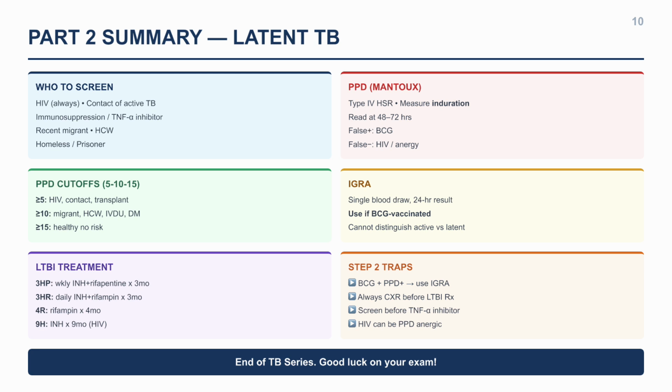Finally, the classic traps. BCG plus positive PPD should trigger an IGRA. Always obtain a chest X-ray before starting LTBI treatment. Screen for latent TB before starting TNF-alpha inhibitors. And an HIV patient with a negative PPD may simply be anergic.